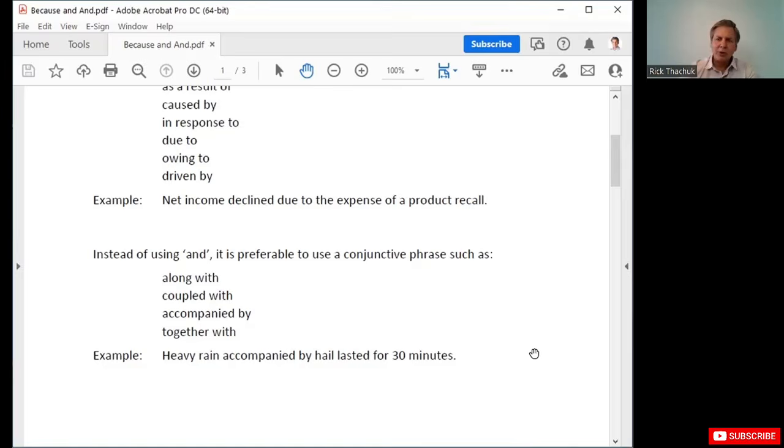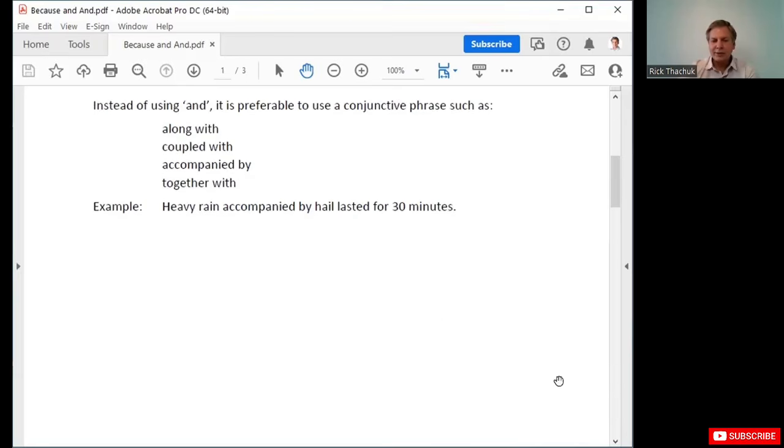There's nothing really wrong with the word and, but we don't want to use it too often in a sentence. If we find that we are repeating the word and a few times in the sentence, then we should replace one or several of those with one of these conjunctive phrases. Let's take a look at our exercise.